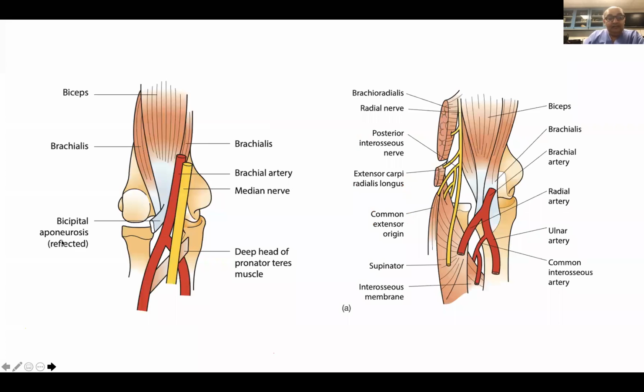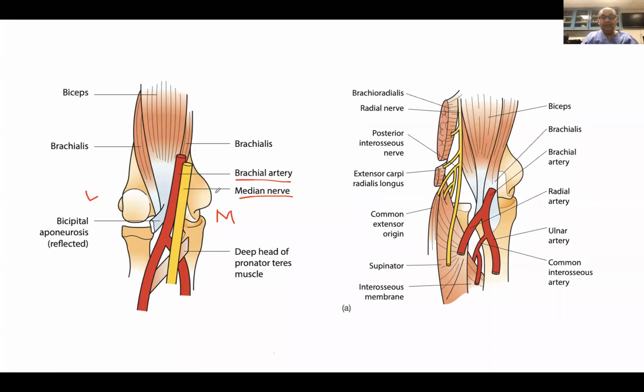So now this is elaborating more on what has been said so far. You can see that medially placed is the median nerve. Then there is the brachial artery, lateral to that. This is the radius. This is the lateral side. This is the medial side.